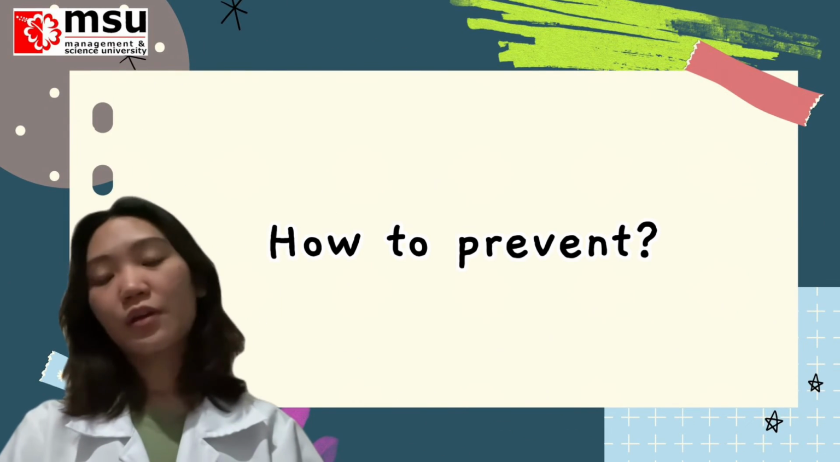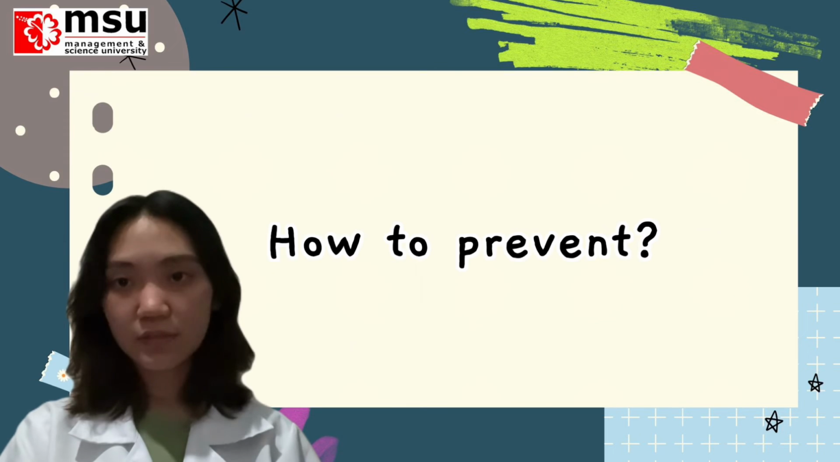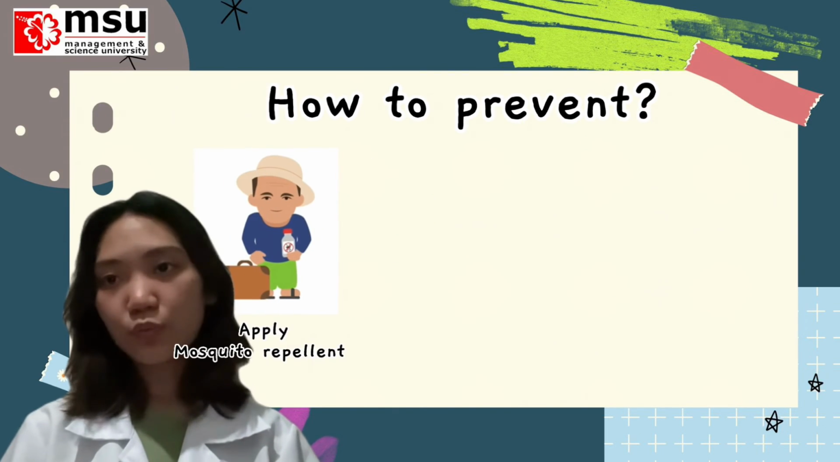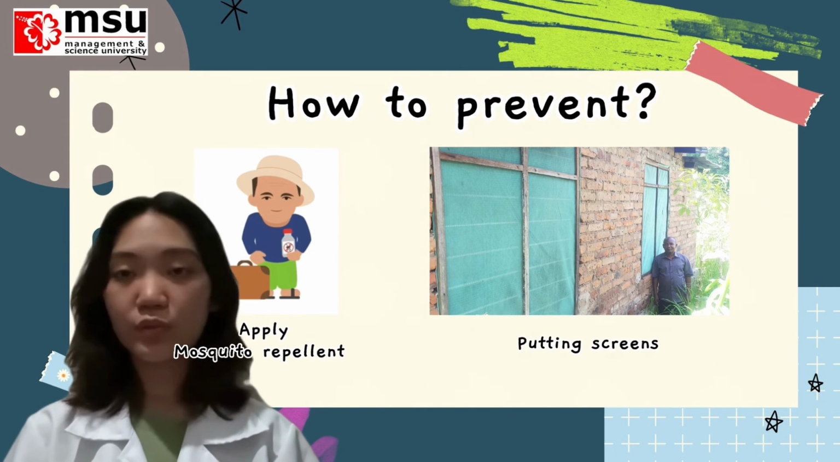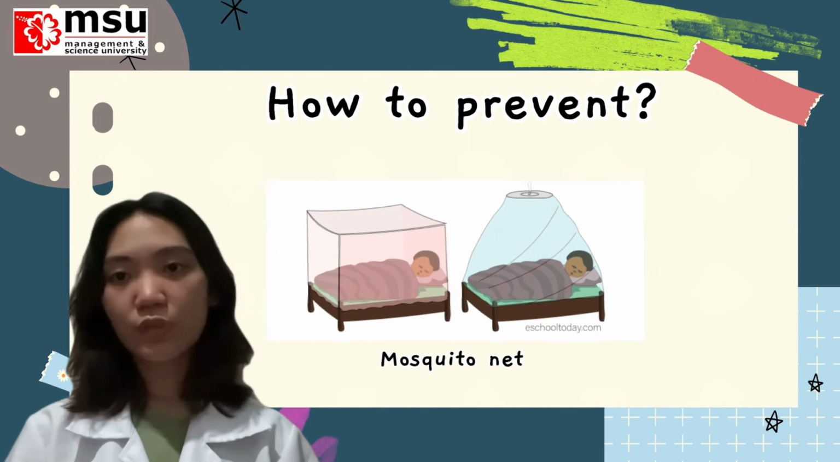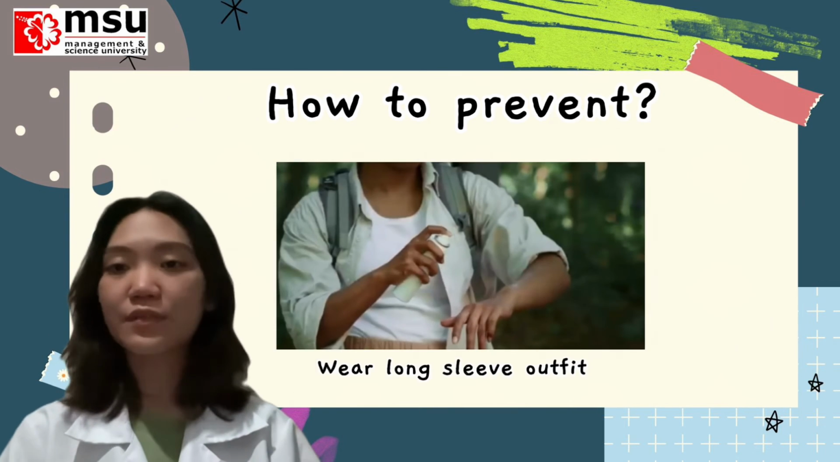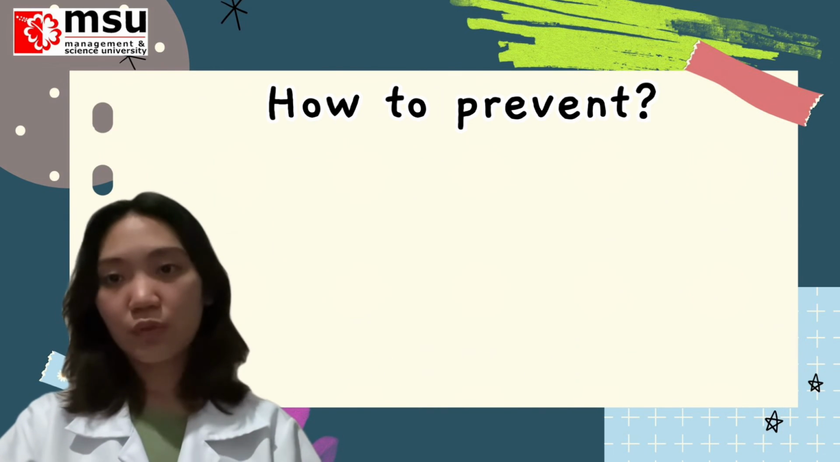As we all know, there are a number of ways that we can prevent malaria, but these are more focused on avoiding mosquito bites in the first place. We can try applying mosquito repellent. We can also try putting screens on windows and doors. We can also try draping mosquito nets over beds so that we can prevent getting bitten in our sleep. And last but not least, wearing long sleeves and long pants to cover our skin.